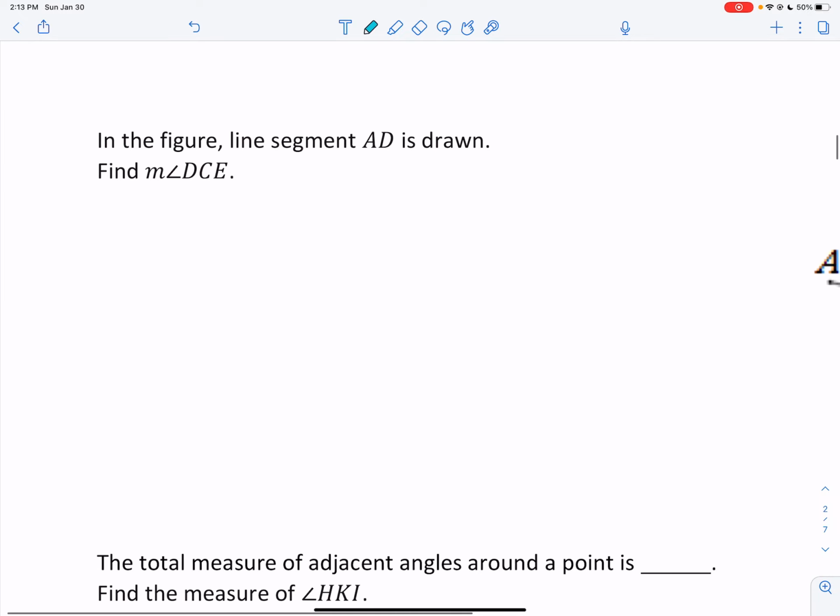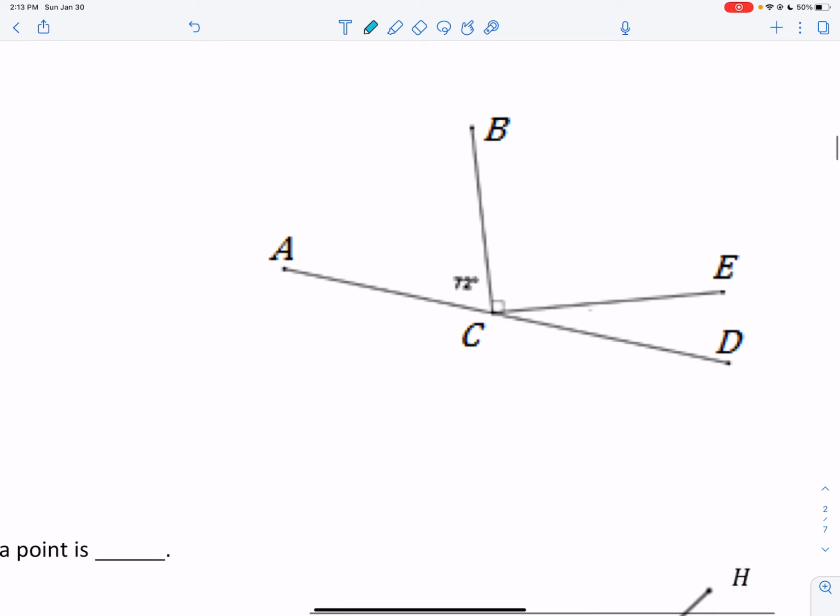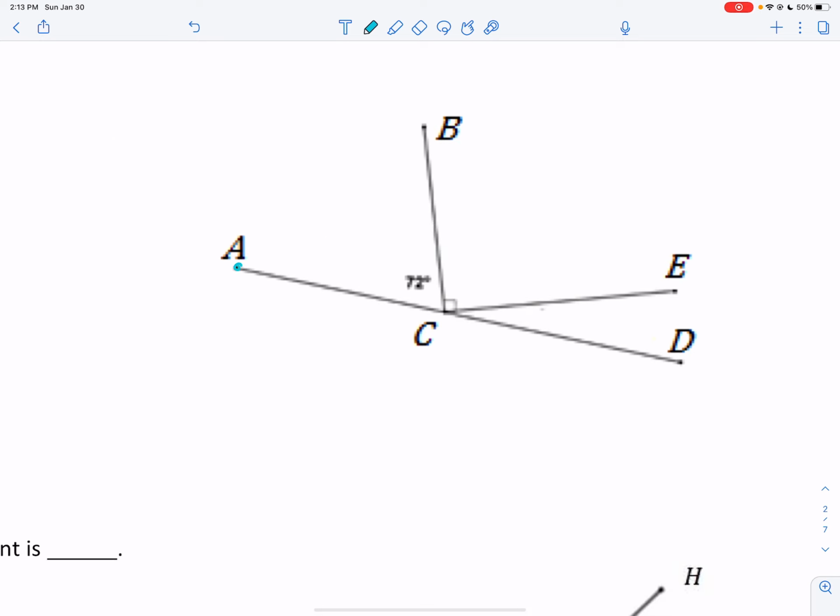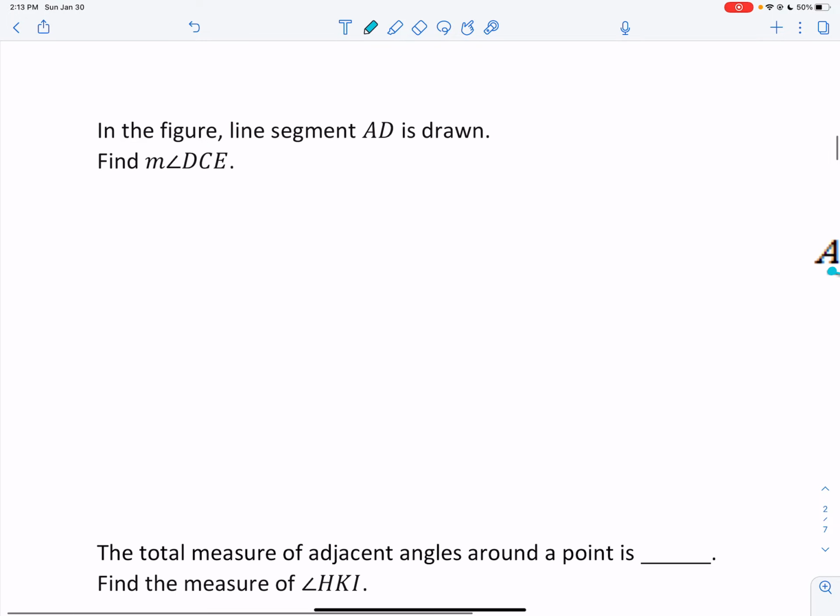So it says, in the figure, line segment AD is drawn. Let me show you what that means, just so you know. We name our line segments by the points at the end of them. So AD is this line right here, that one I just drew in teal, or cyan, rather.